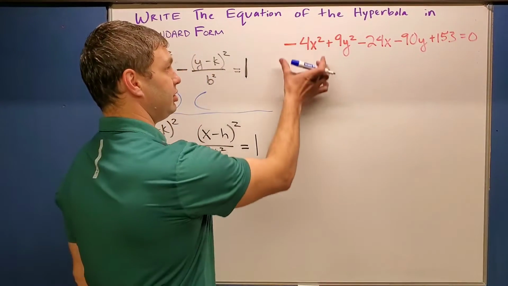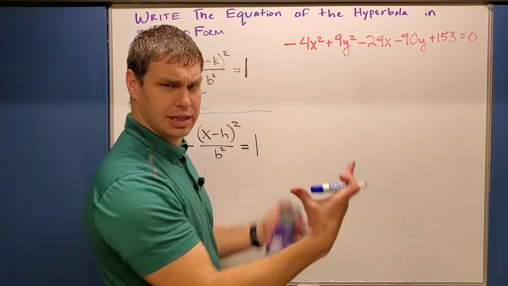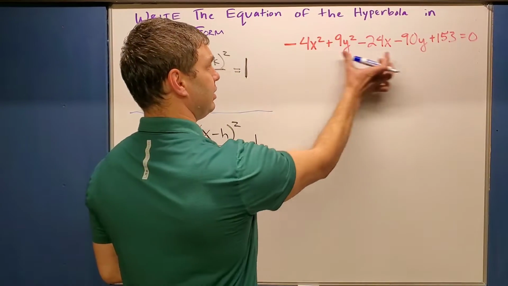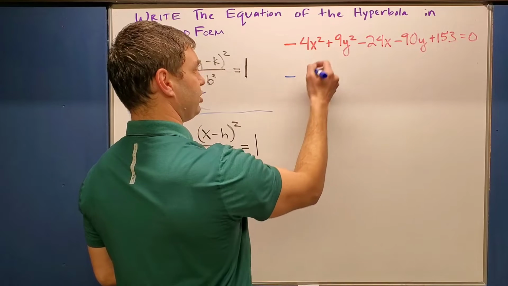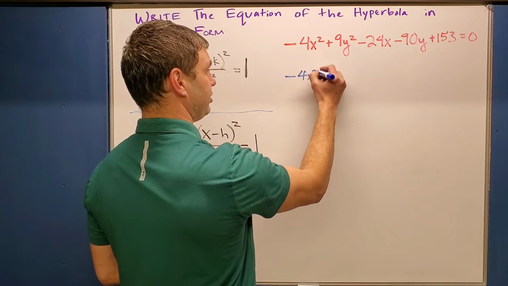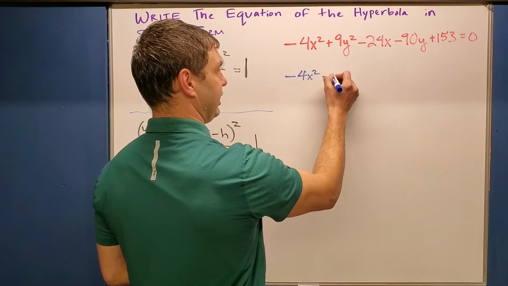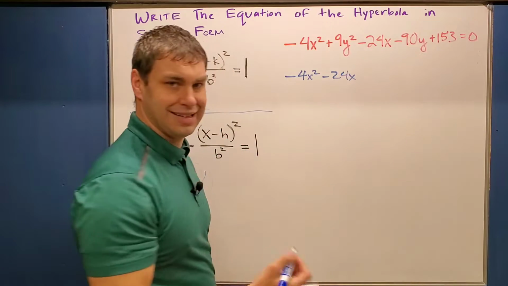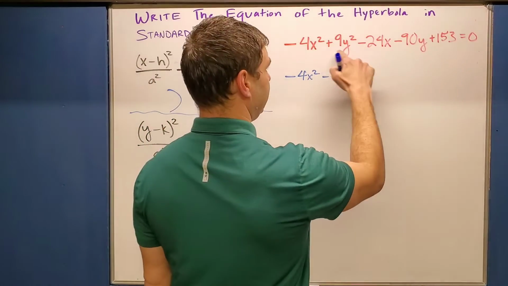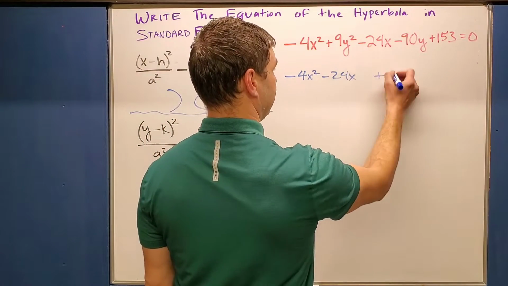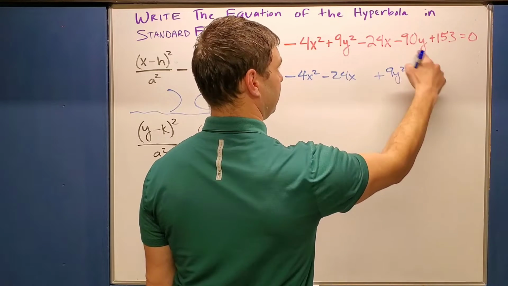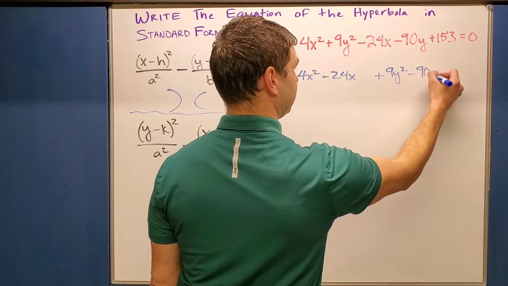First off, I'm going to kind of group my x's, right? Okay, so I'm going to put my one that's squared first. I'm going to keep that first. And then next I'm going to move this, just negative 24x, kind of next to it, all right? Then I'll do the same thing with the y's, plus 9y squared. And then the other y term is negative 90y.